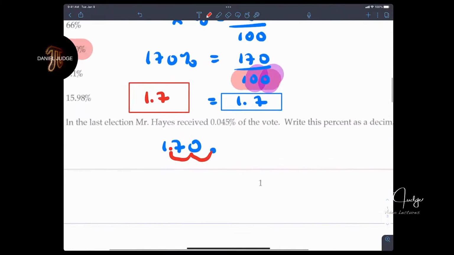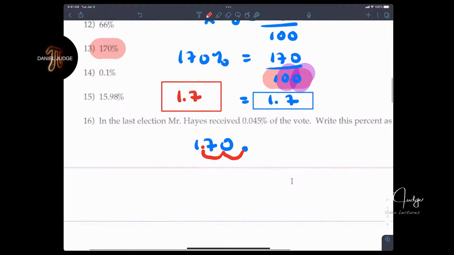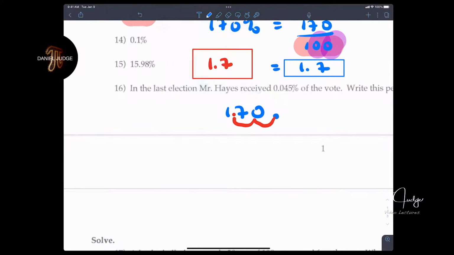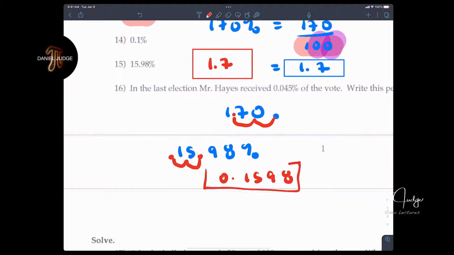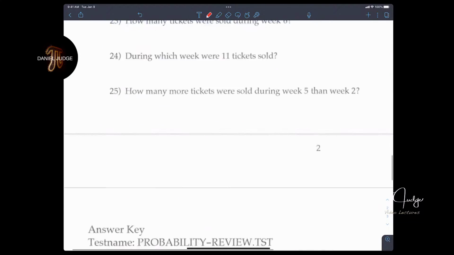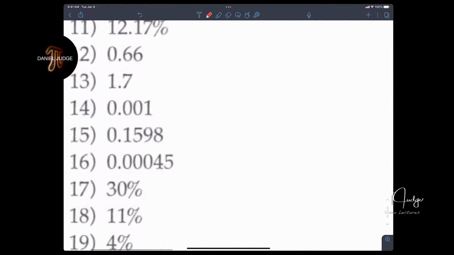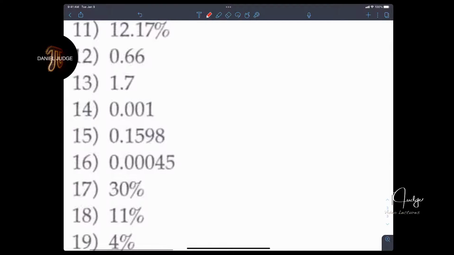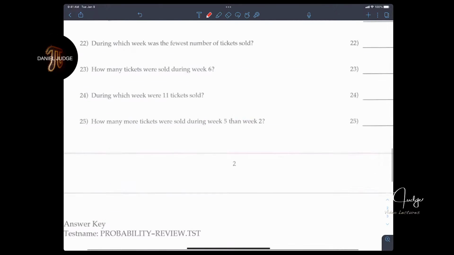And then number 15 should work the same exact way. So if I take the shortcut, 15.98, and I take the decimal 2 spaces, 1, 2 to the left, we get 0.1598. This time we're dividing by 100. The decimal representation of 15.98% is 0.1598. So 15 should be 0.1598. And sure enough, ladies and gentlemen, it is. There we go.